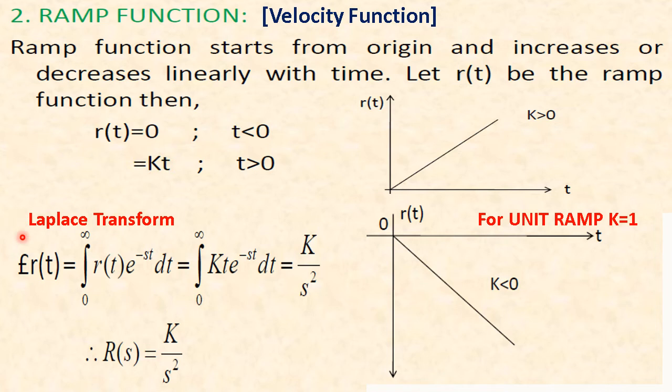So if I apply Laplace transform to this, I know that Laplace of r of t is equal to integral from 0 to infinity r of t e power minus st dt. And what is r of t? R of t is nothing but k into t with respect to time. So the final answer I get is k divided by s square. In the previous case for step input we got 1 by s. For a ramp function we are getting k by s square.